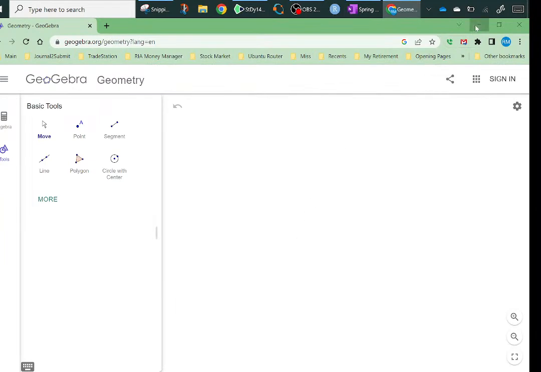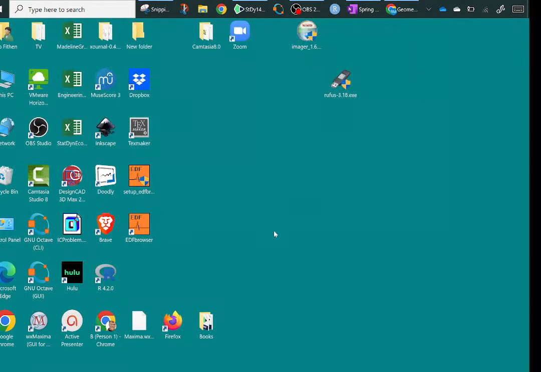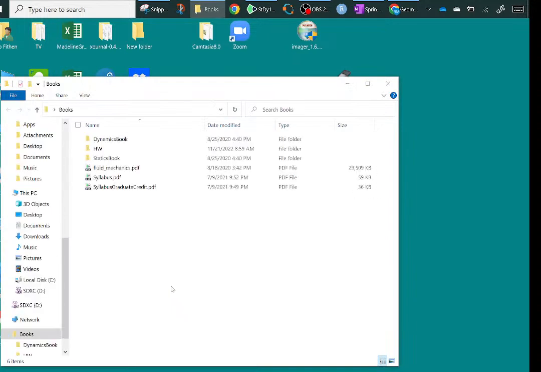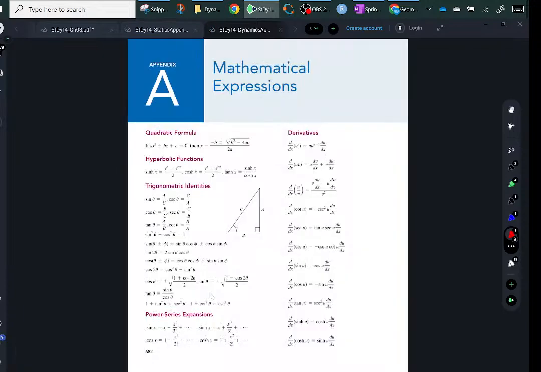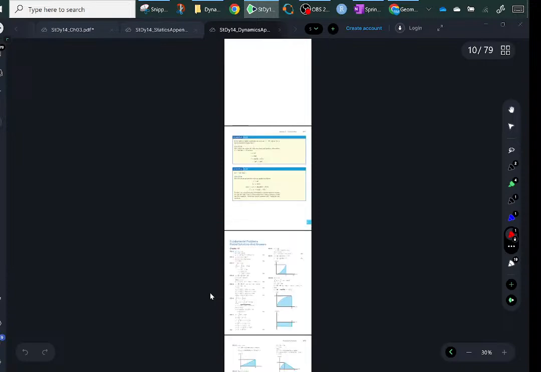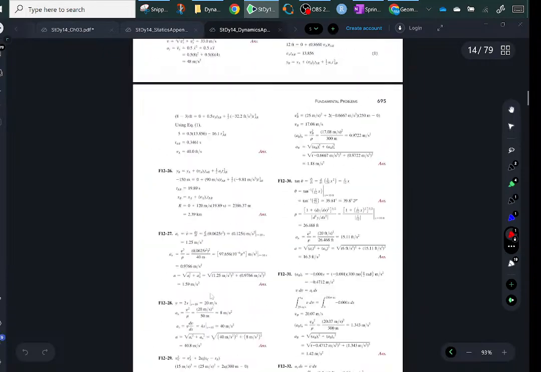Oh, that finally did come up. Okay, there's way too many things open out here. That may be why the okay. This is F1612. These are not F's, I think. Oh, they are. F1612.